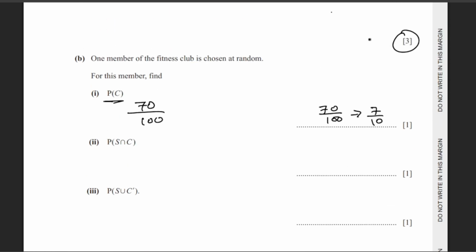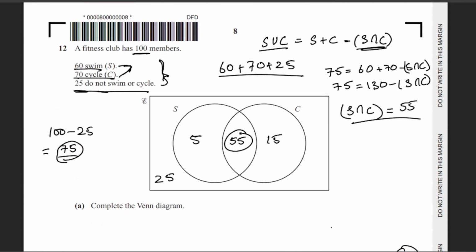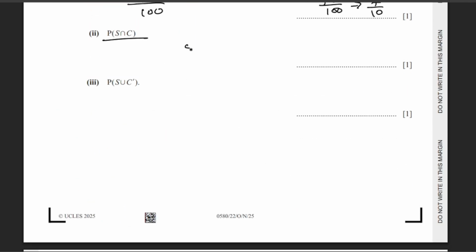Anyway, now what is the probability of finding a person who both swims and cycles? That's the intersection, which means the portion in the middle, which is 55. That means people who do both, 55, over total people, which is 100, which would give us 55 over 100. And that's literally it.